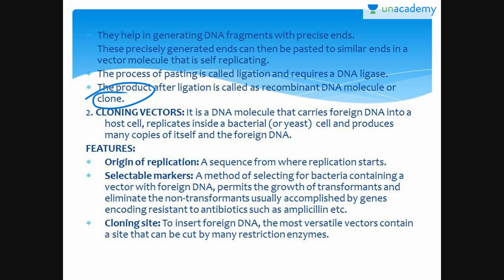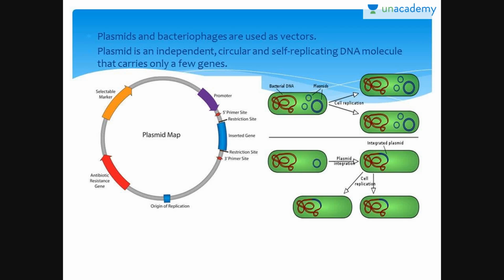Then the second part of this is the cloning vectors. So the plasmid and bacteriophages have the ability to replicate within the bacterial cells independent of the control of chromosomal DNA. Alien DNA linked with the vector multiplies its number equal to the copy number of the plasmid or bacteriophage. There are several features responsible for it: origin of replication, selectable markers, and cloning site. Plasmids and bacteriophages are used as vectors.